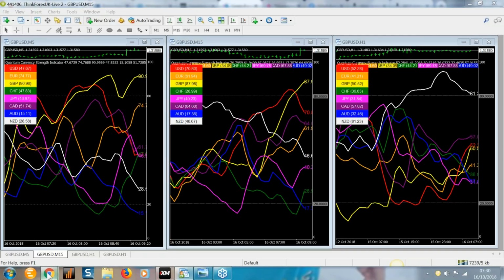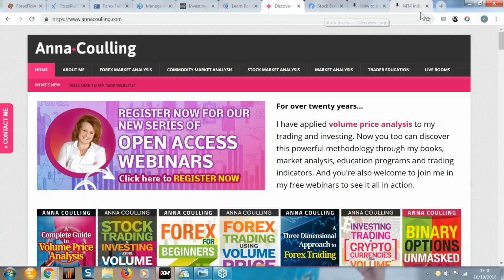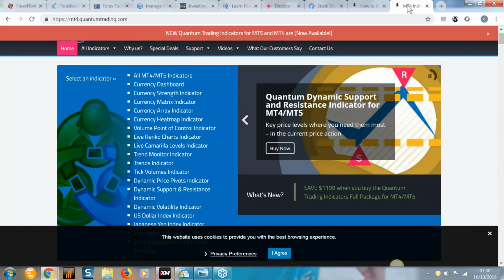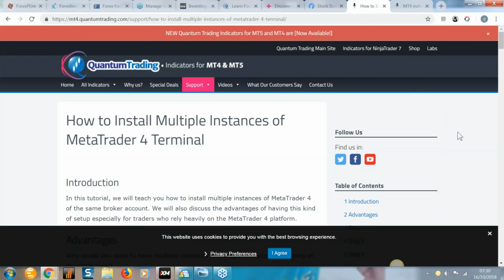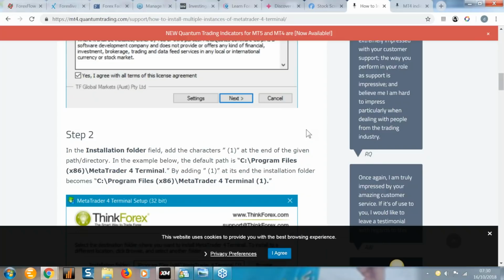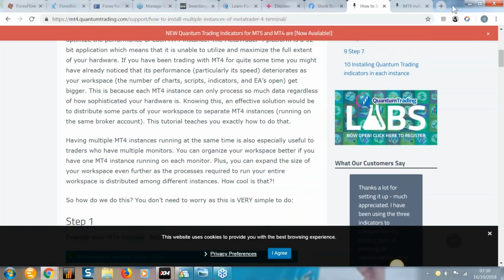And if you want details of how you can set that up, here what we've done is, there we are, where is it here? There we are. There's actually a link. If you go over to quantumtrading.com, there are videos on how to install multiple instances of MT4, the MetaTrader 4 platform. And I think it's the same process whether you have MT4 or MT5, and it just helps the load on your computer.